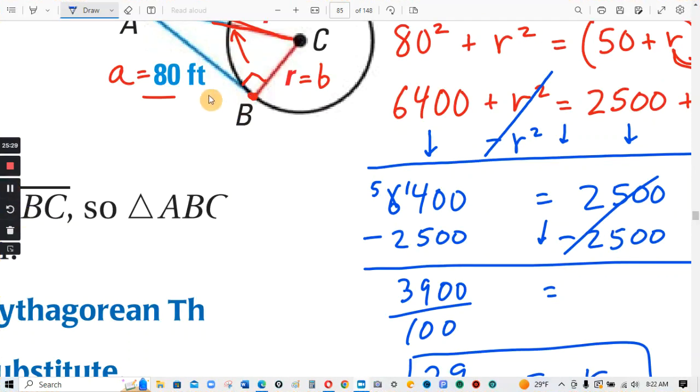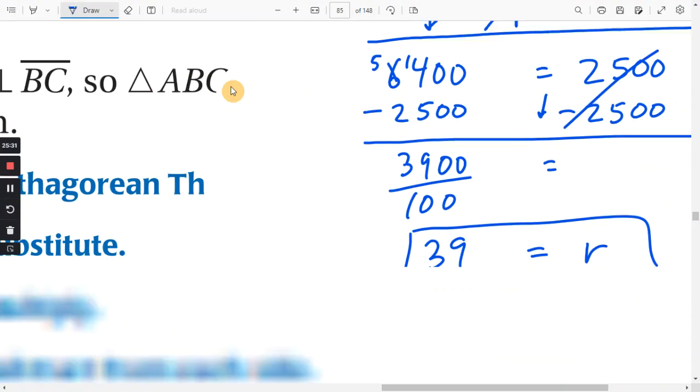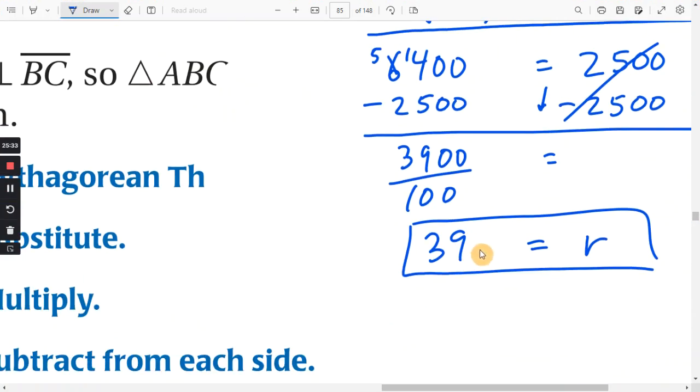And the units were in feet. So that's the only thing I forgot. It's 39 feet.